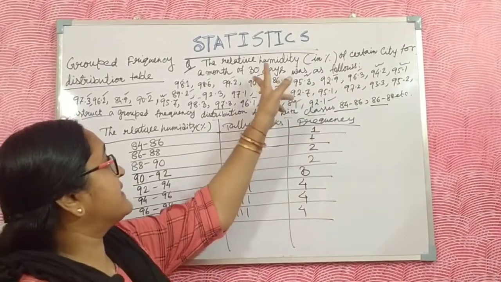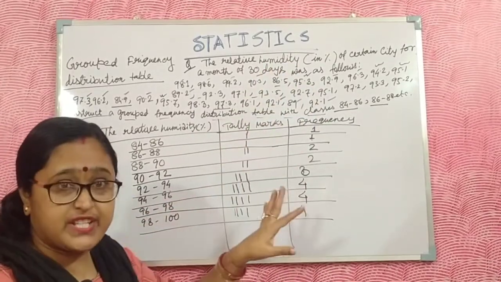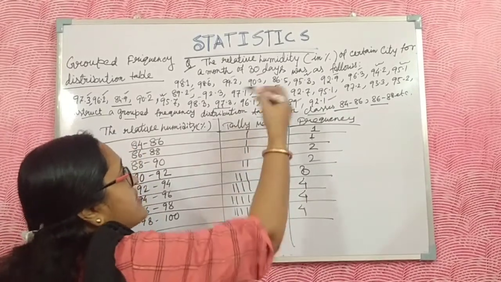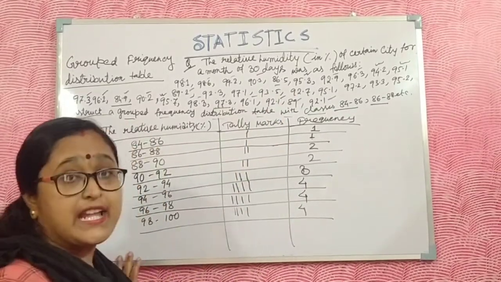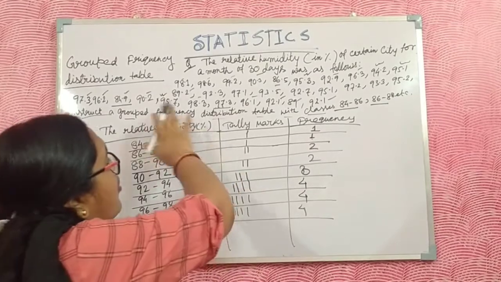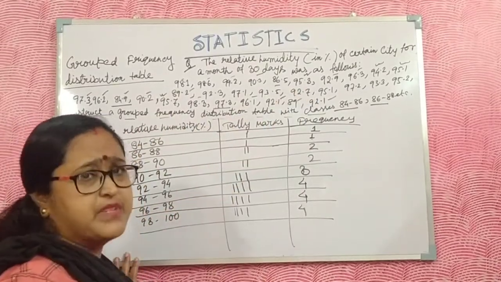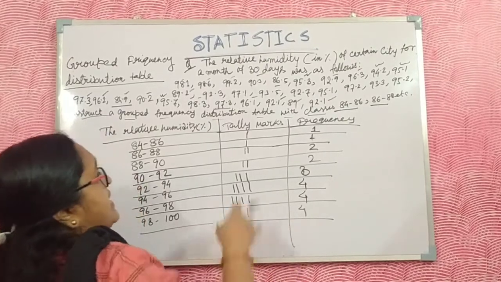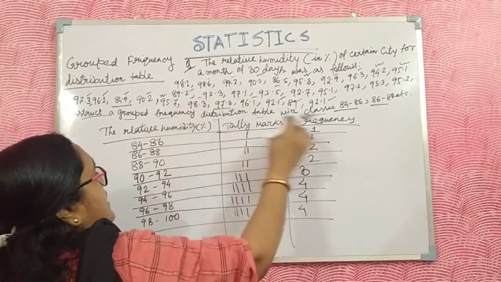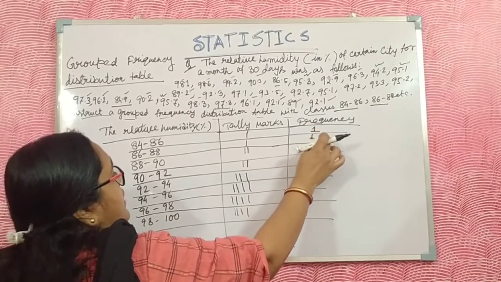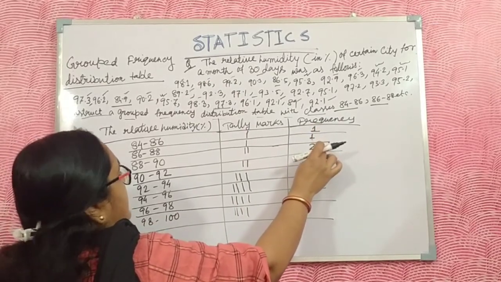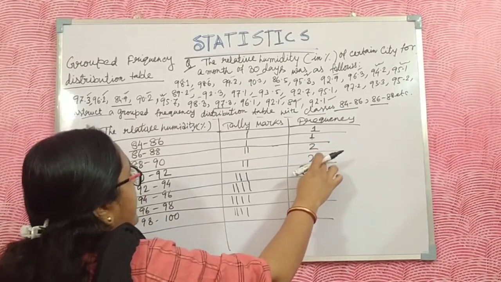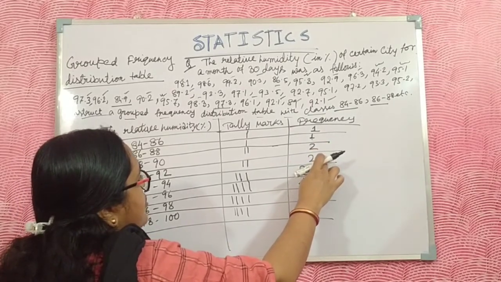Here the 30 days collection should be present, but somewhere I may have done it wrong. Okay, now I check again. You also can check, because there are so many numbers here. That's why some mistakes are there, I think. Otherwise it will be 30. But the first one is 1, this is okay. The second also is okay. Third, 88 to 90, this is also okay. And 90 to 92, this is also okay.